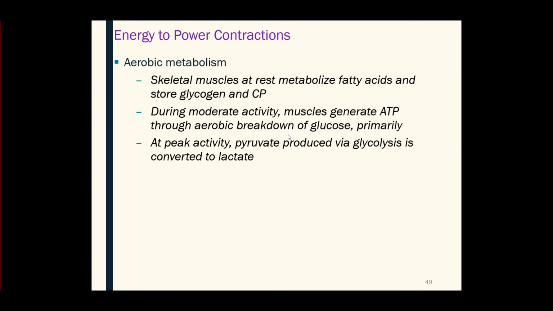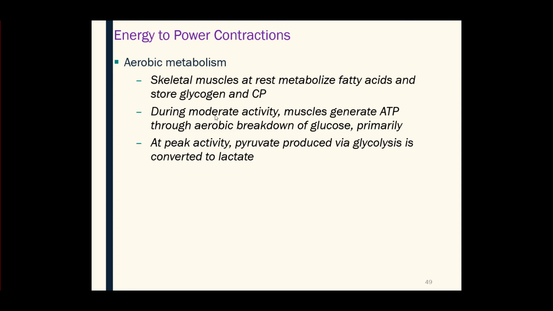Okay, so just to finish up this aerobic metabolism, and then I'll show you some examples. Skeletal muscles at rest predominantly metabolize fatty acids, and we store glycogen and creatine phosphate. If you want to add to your notes, this is savings account 1, and glycogen is going to be savings account 2. So while we're resting, we're going to burn fatty acids, but we're going to deposit creatine phosphate for future use, savings account 1, and then glycogen, savings account 2. That's when we're at rest.